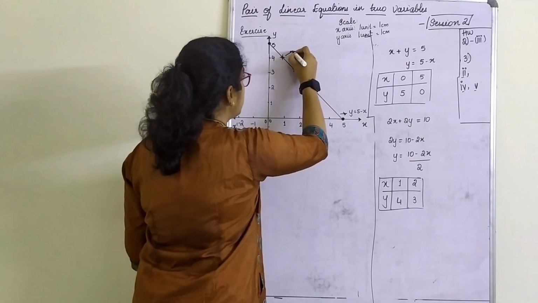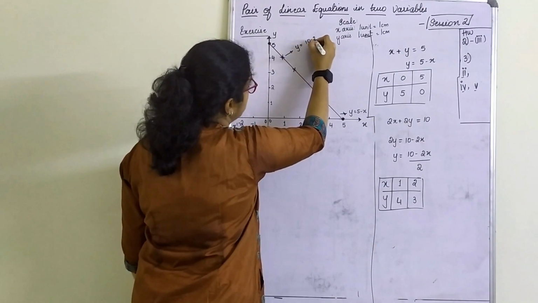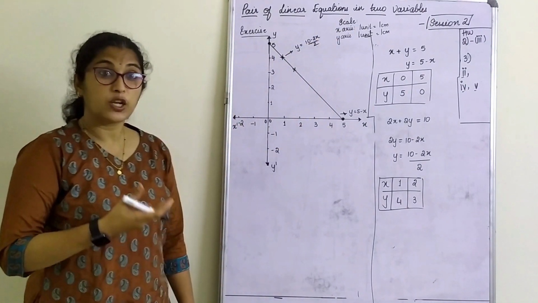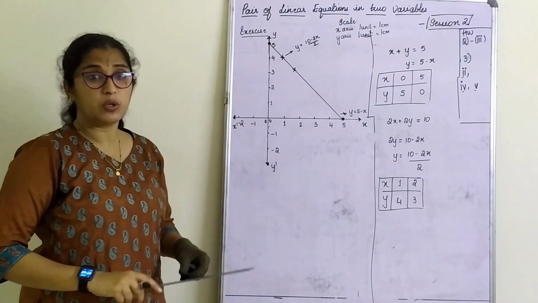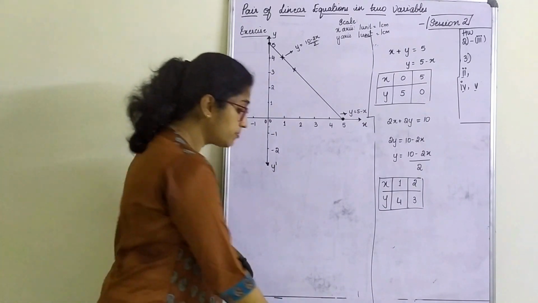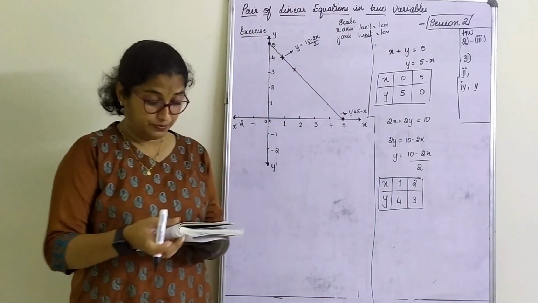So I'll just put an arrow mark and write here, this is the graph for y is equal to 10 minus 2x by 2. Therefore, the graphs are coinciding. Coinciding is nothing but overlapping. This will be the type of graph. So I think now you have understood what are the types of graph we get here.